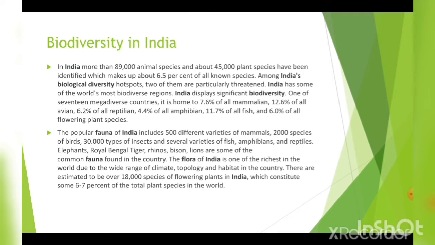Elephants, Royal Bengal tigers, rhinos, bisons, and lions are some of the common fauna found in the country. There are estimated to be over 18,000 species of flowering plants in India. India has one of the richest flora in the whole world.